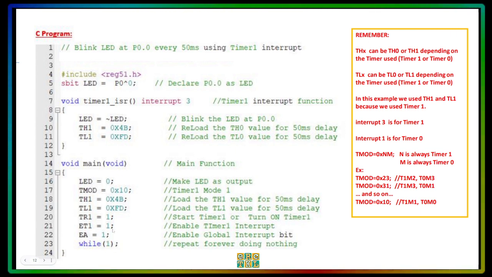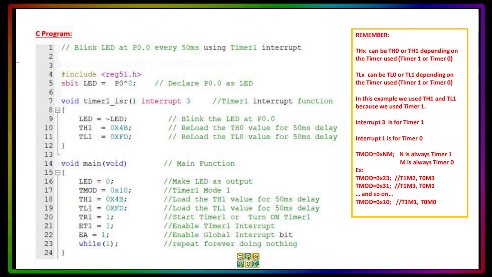Because we turn on timer 1, we have also activated the timer 1 interrupt. Then the timer 1 ISR will make the LED take the opposite value, and then it will go back again to the main function and go back again to timer 1. In other words, this will be blinking our LED.